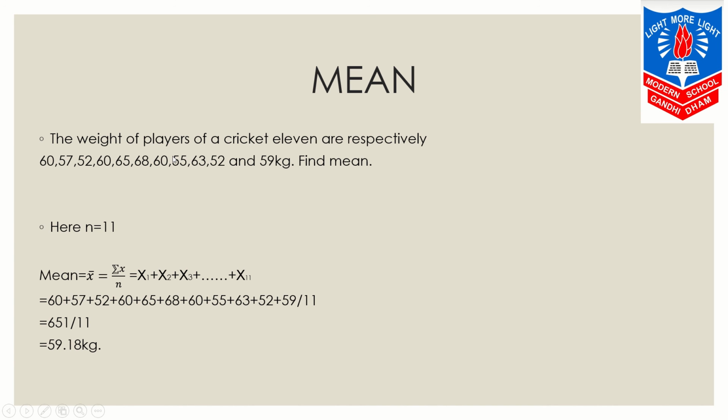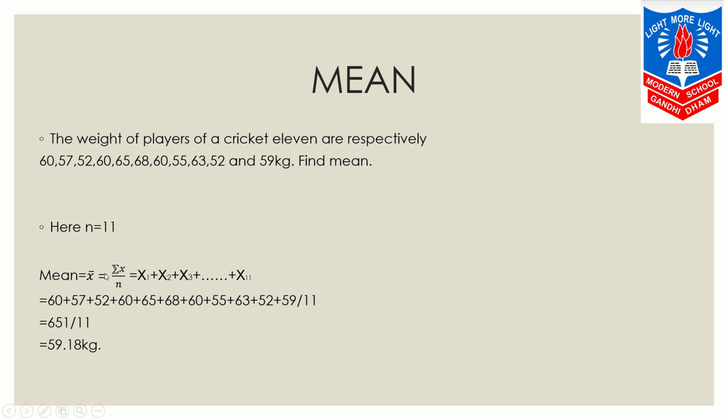Now, the calculation of mean, the simple one. The weights of players of a cricket team of 11 are given respectively. Yes, the question is given to you. Find the mean. Over here n is 11. We all know there are 11 players in cricket: 1, 2, 3, 4, 5, 6, 7, 8, 9, 10 and 11. Yes, here n is 11.